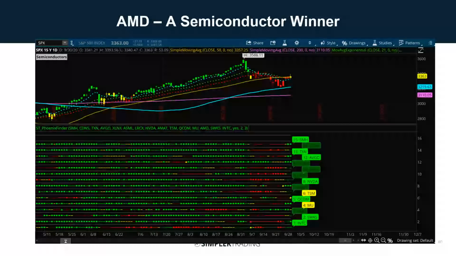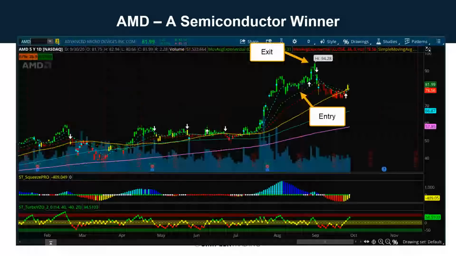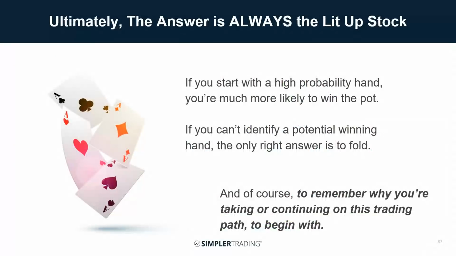If you pull up this Phoenix list, you can see that AMD is lit up, okay? And guess what? This most recent pullback in AMD, I bought that one too. So the best part about these stocks is that you don't just trade it one time and then forget about it. You trade it again and again and again, because typically the ones on the list are the strongest ones, and you're going to have multiple entries and multiple exits, okay?